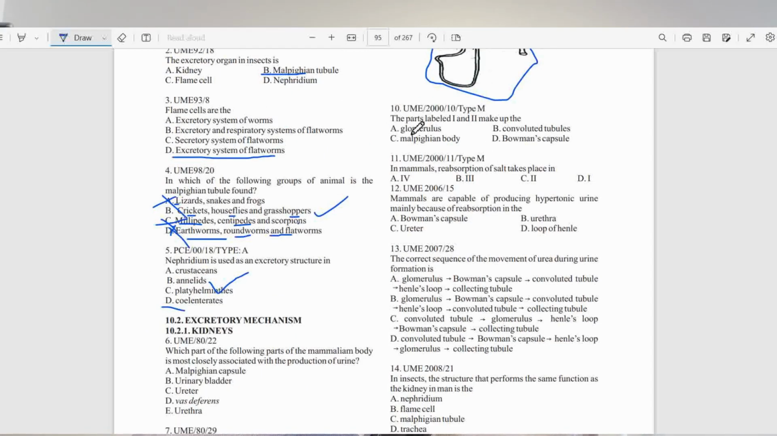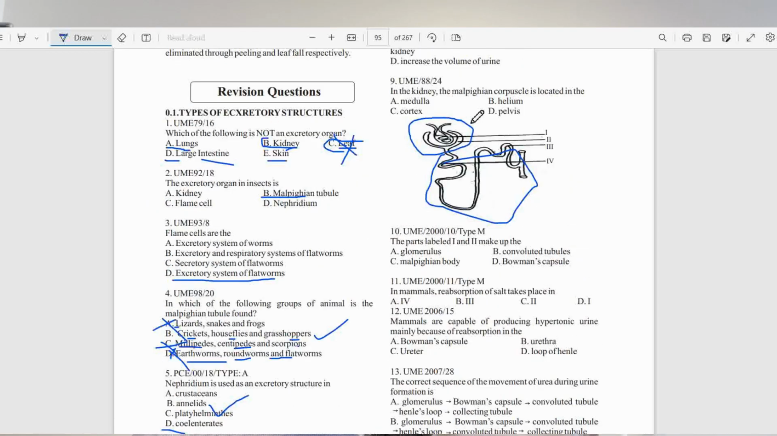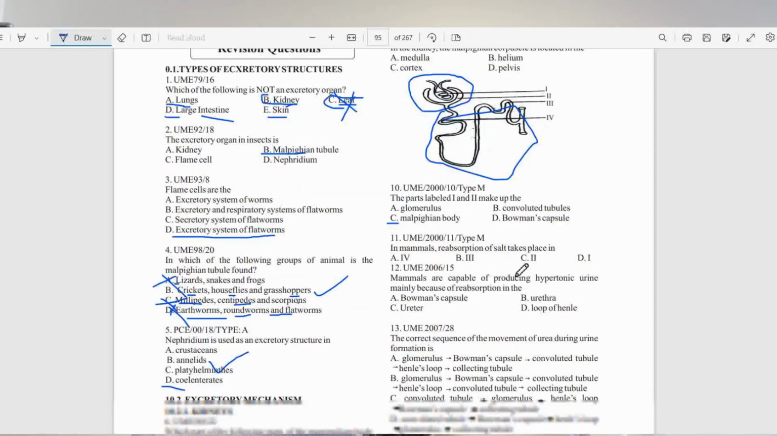Question number 10. The parts labelled 1 and 2 make up the, very good. So where is 1? This is 1. This is the glomerulus. 2 is the Bowman's capsule. The parts labelled 1 and 2 make up the Malpighian body, or the Malpighian capsule, which is the combination of the glomerulus and the Bowman's capsule. All right. So the answer there would be C.